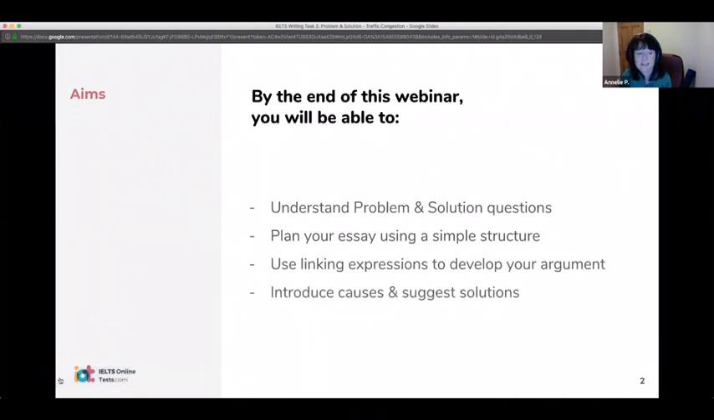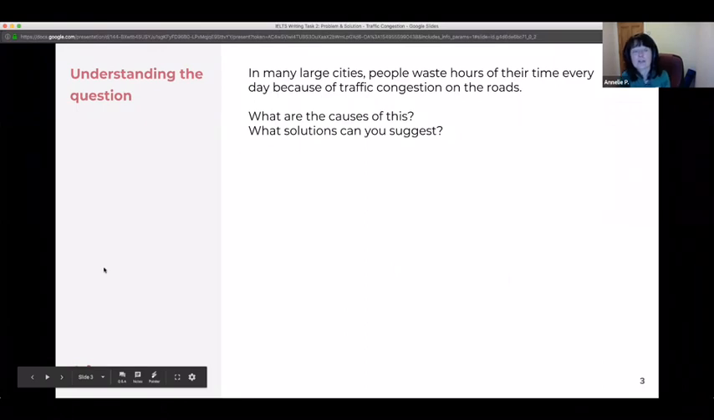Understanding exactly which questions are problem and solution essays, and then planning and developing, and some good linking phrases that you can use to introduce your causes and to introduce your solutions. Very important to make it clear to the examiner when you're talking about the causes and when you're talking about the solutions. So let's have a look at the question first of all.